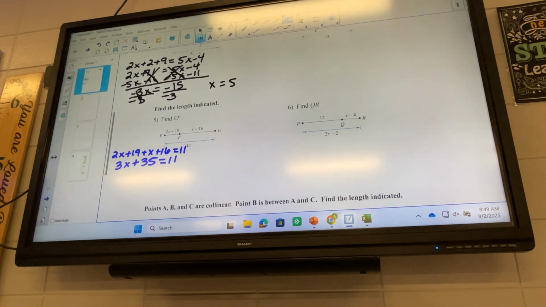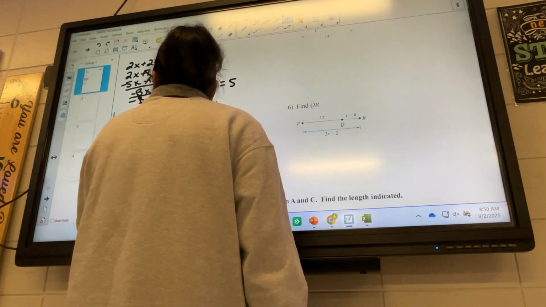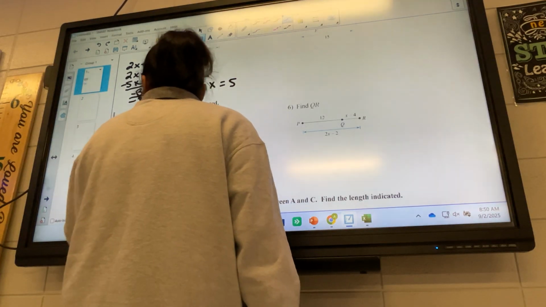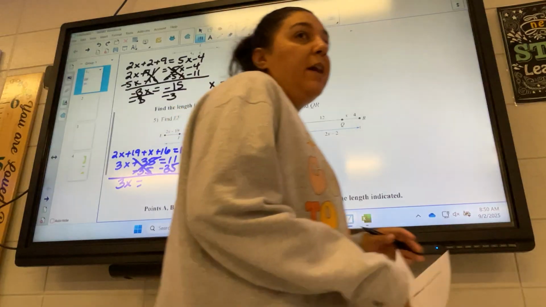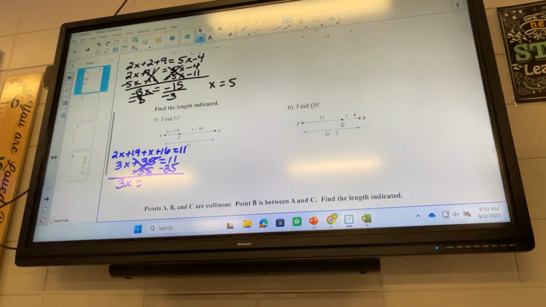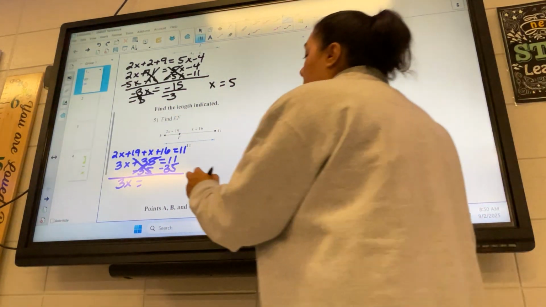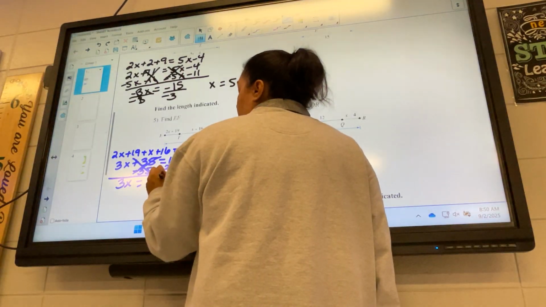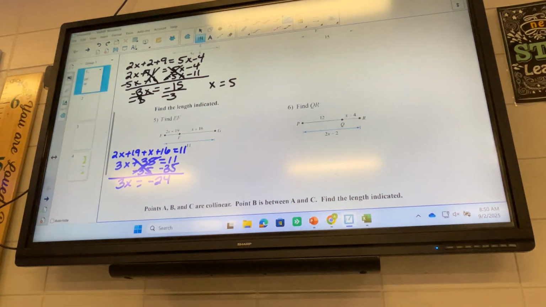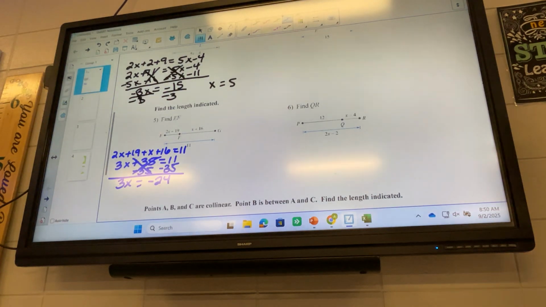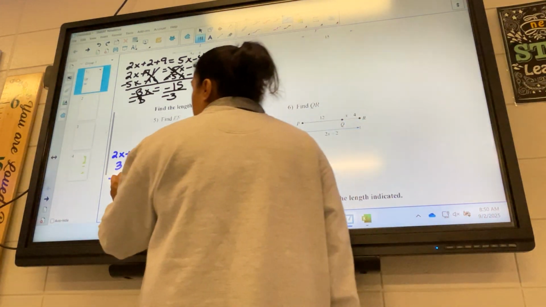Okay, who needs moved? The 35. Okay, and so I get 3x equals, what is 11 minus 35? Negative 24. Okay, and then what? Divide both sides by 3. And it's going to be negative 8.